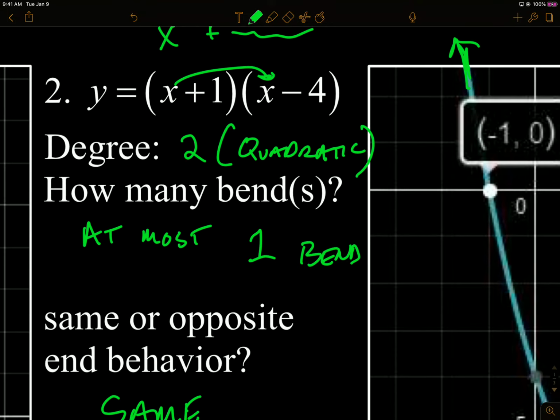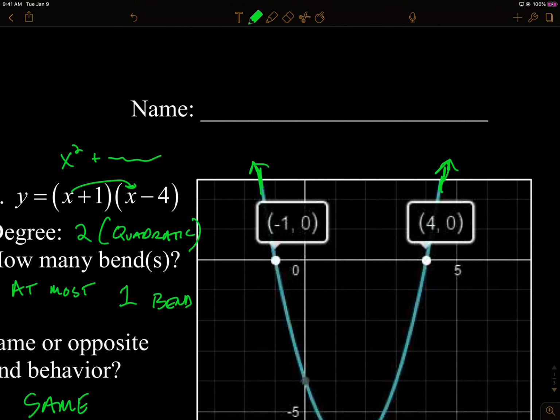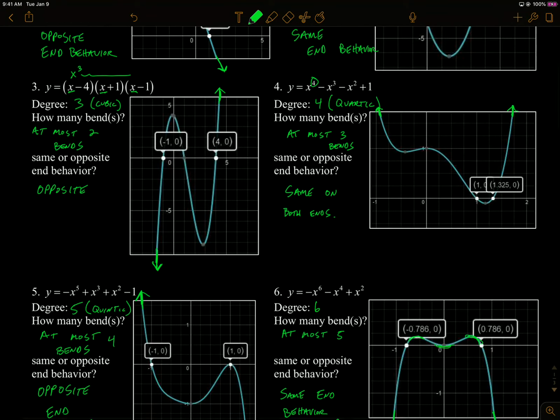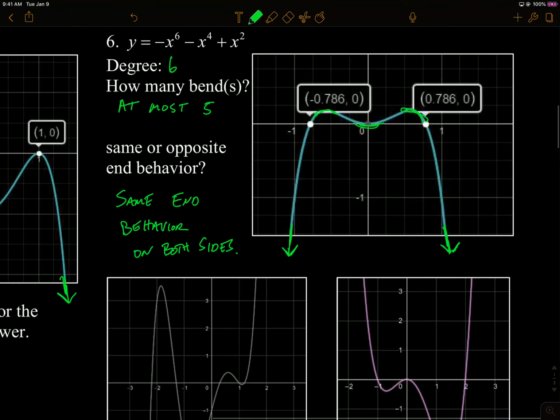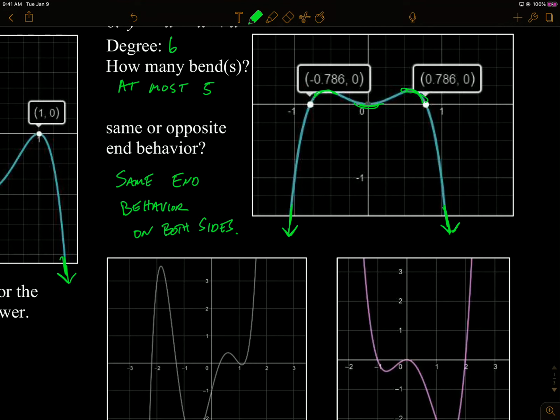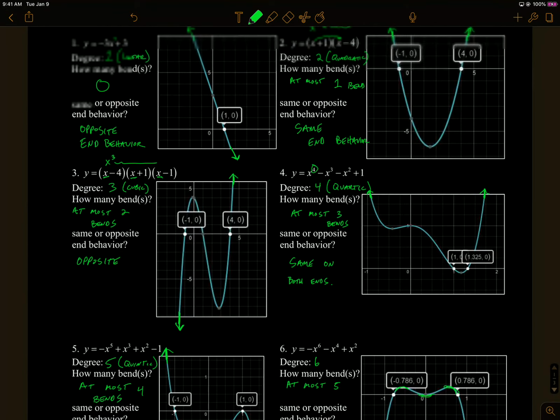This one, the degree was 2, so that's even. Okay, so the end behavior on both sides is the same. In this case, they're both going up, and so on and so forth. Let's look at another one, degree 6. That's even, so the end behavior is the same, even though there's a bunch of turns in between, right? All of these have turns in between, but we're really just focusing on the end behavior.